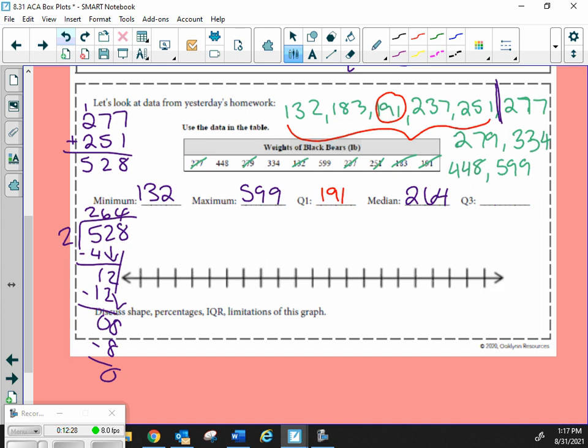Okay, finding Q3, the median of the other half. Chester. Very good. Do y'all agree? Yes. Awesome job. Okay, so those are my 5 important parts. Those are the 5 points I need to make a box plot.